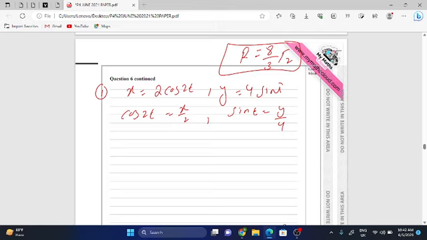So cos of 2t is equal to x by 2, and sine of t is equal to y by 4. Then you have to consider the double angle formula for cos of 2t. Cos of 2t has the formula 1 minus 2 sine square of t. Now you know the value of cos of 2t, that is x by 2 here. So plug back: 1 minus 2 sine of t, where the sine of t value is y by 4, which you have calculated. So 2 times y by 4.